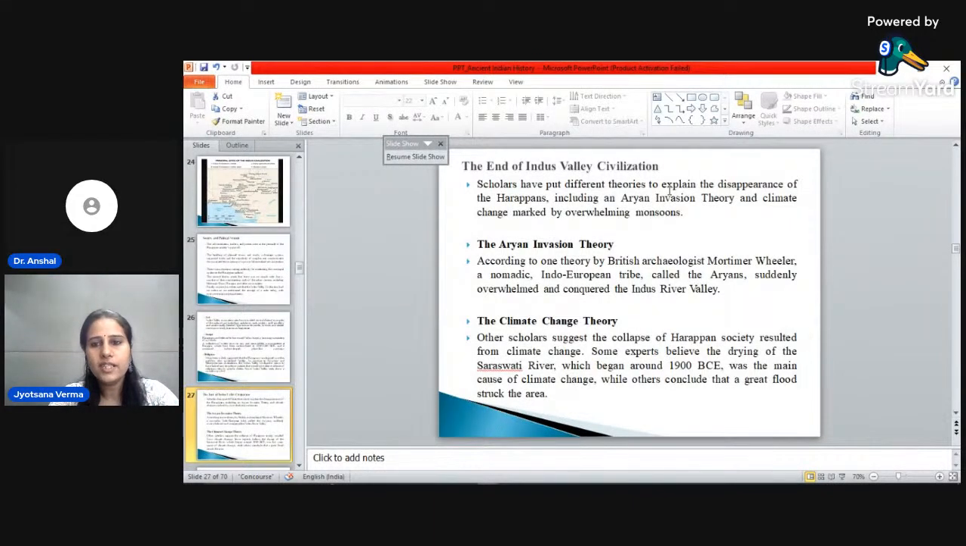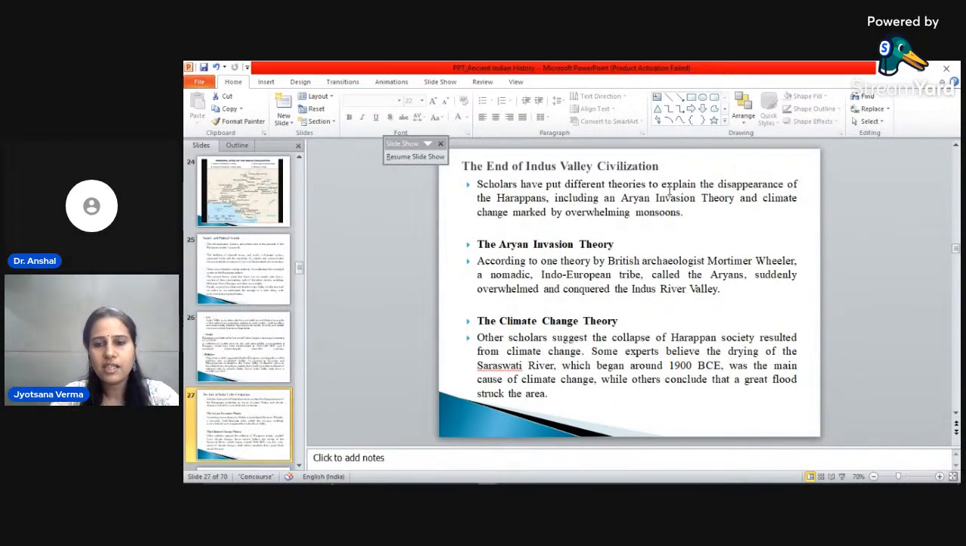So for the end of this civilization, there were two prominent theories. One of the theories was the Aryan invasion of India. According to the British archaeologist Mortimer Wheeler, the Aryans were a nomadic Indo-European tribe who suddenly invaded and conquered the Indus Valley civilization. Basically, he says that the arrival of the Aryans in India was the main cause of the decline of this civilization.